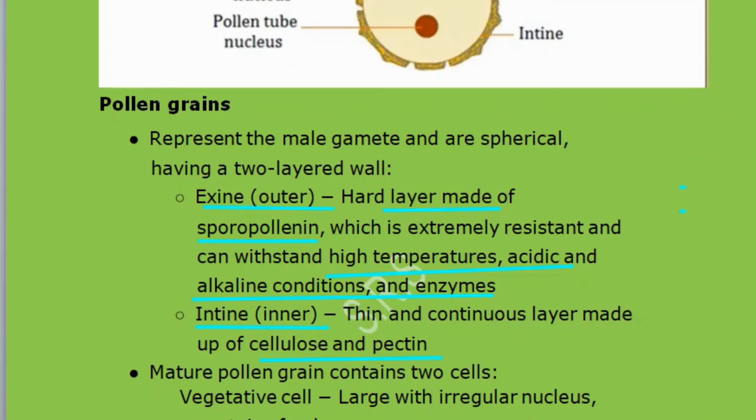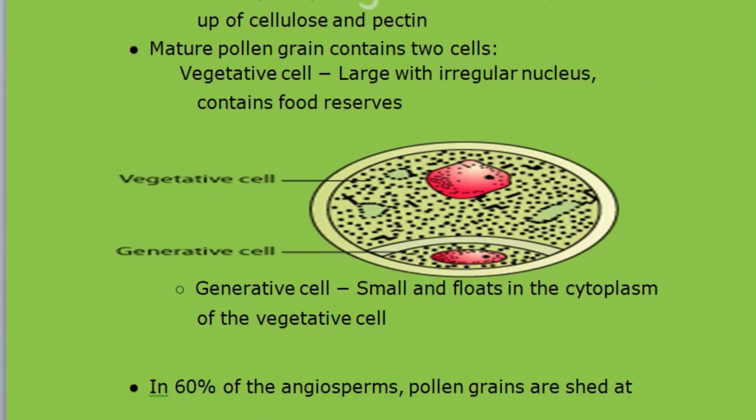Now mature pollen grains. After maturation, the pollen grain contains 2 cells. What are these 2 cells? One is called the vegetative cell and the other is called the generative cell. Which one is larger? The vegetative cell, which is large with an irregular nucleus. The second one is the generative cell, the smaller cell, which floats in the cytoplasm. Both cells are present in the same structure. They are not separated.